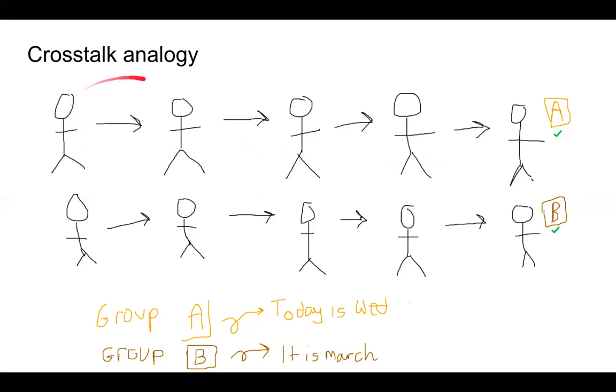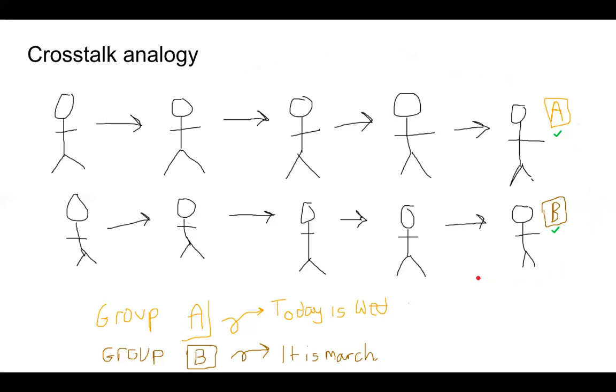So the first person tells the second person the message that today's Wednesday, and so on and so forth until the last person receives the message that it's Wednesday. And so that means that the message was transduced across the entire group. That's essentially the same idea with group B, except group B has a different message.